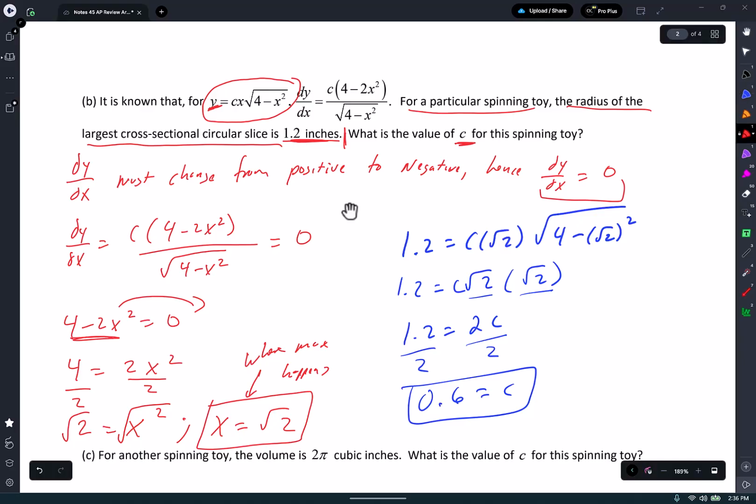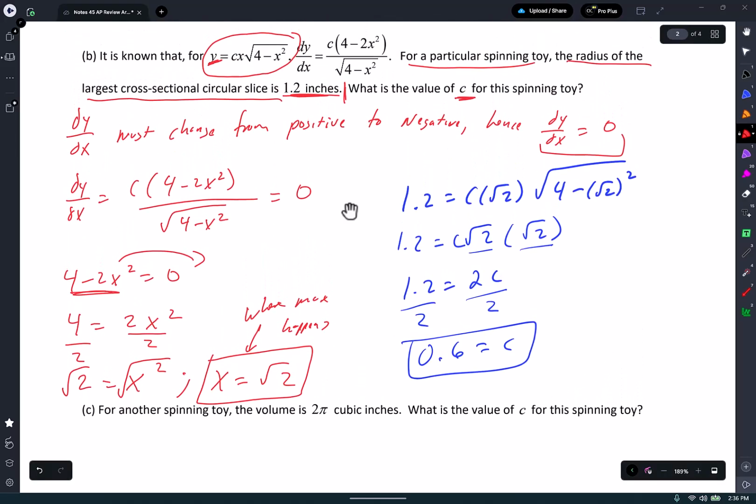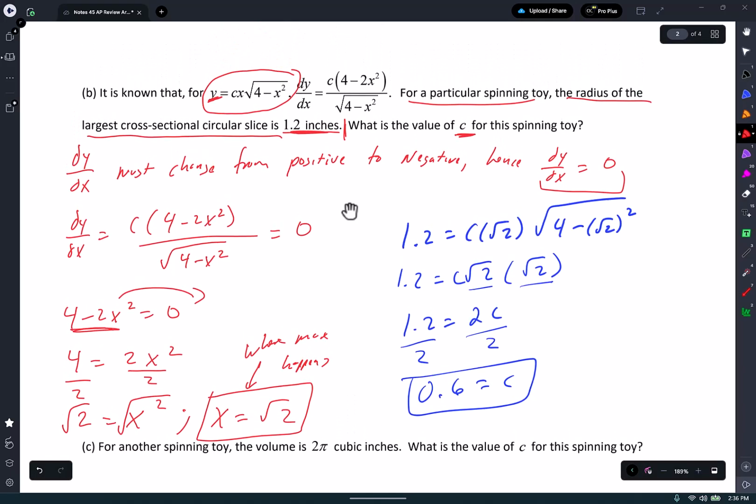Do you see how we did it? Letter C. For another, any questions? For another, hit me.